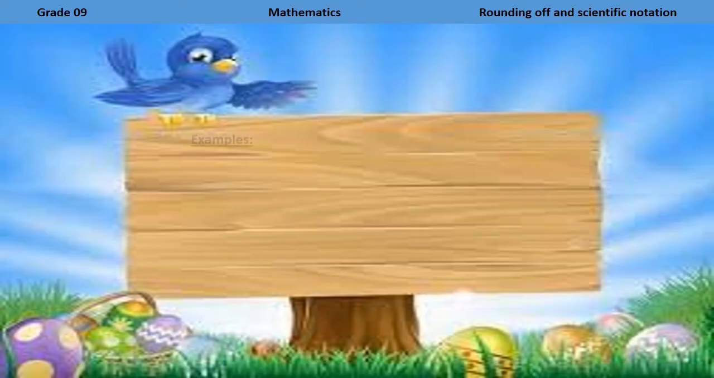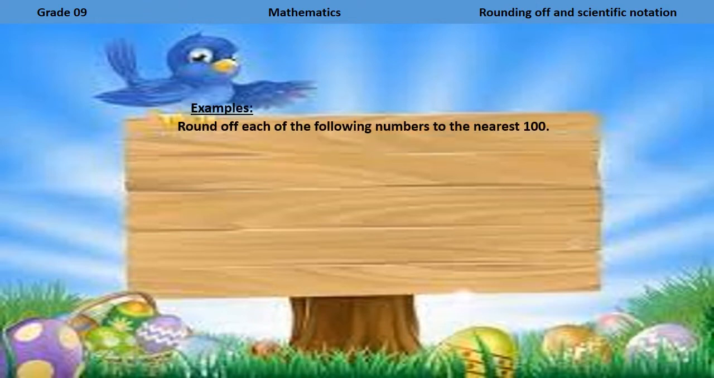Look at these examples. Round off each of the following numbers to the nearest 100. First one, 728. Here the digit in the tens place is 2, so it's less than 5. Then we have to round off to the previous 100. 700. 890. 9 is greater than 5. Here we take the next 100. 900.